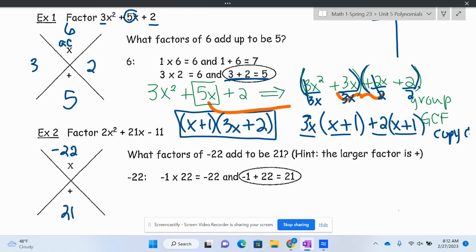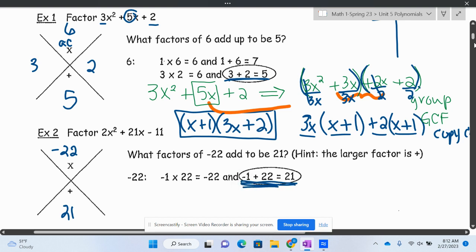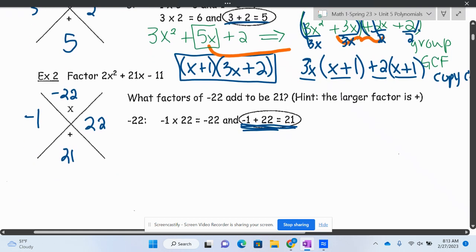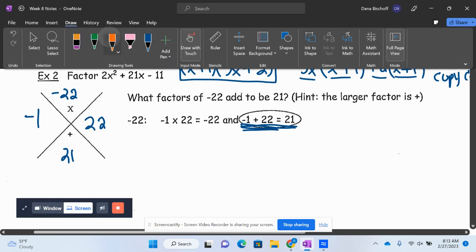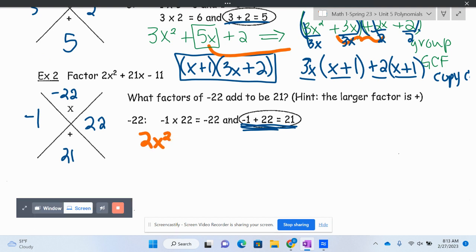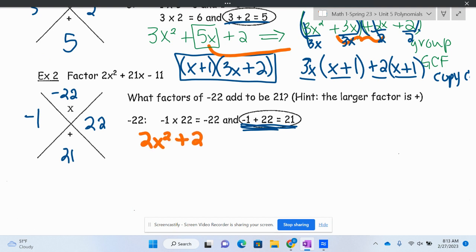We need numbers that multiply together to negative 22, that when I add them, I get a positive 21. Well, they're listed right here for you. What are those two numbers that we're going to use? Negative 1 and a positive 22. Okay. So remember, we're going to take the original problem, 2x squared plus 21x minus 11.